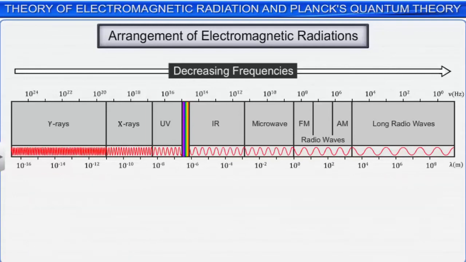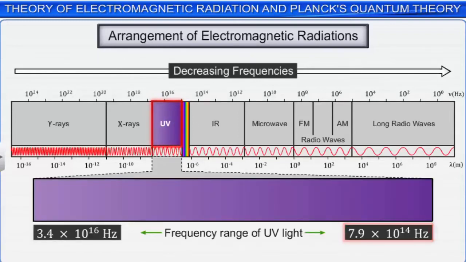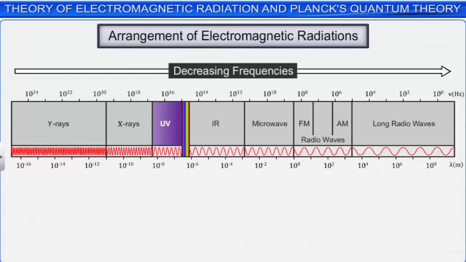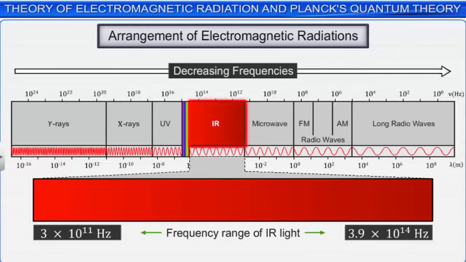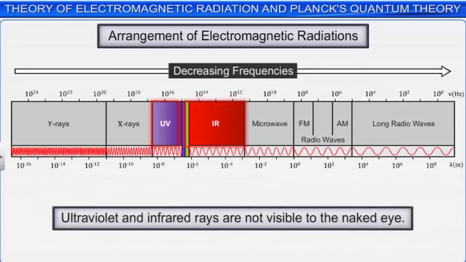The region above the violet color is called the ultraviolet region and has a frequency equal to 7.9 × 10^14 to 3.4 × 10^16 Hz. The region below the red color is called the infrared region, and the frequency of the waves of this region is 3 × 10^11 to 3.9 × 10^14 Hz. Ultraviolet and infrared rays are not visible to the naked eye.